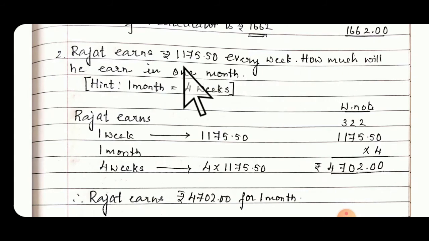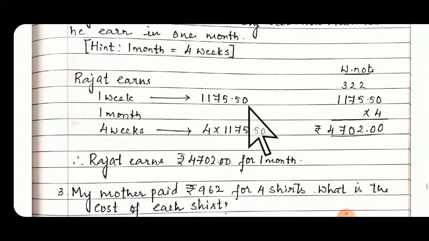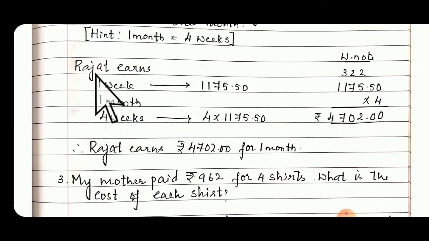Question number 2. Rajat earns rupees 1175 rupees and 50 paise every week. How much will he earn in 1 month? So 1 month has 4 weeks. So to find for 1 month, we are going to multiply by 4 weeks. Rajat earns for 1 week 1175.50, for 1 month means 4 weeks.